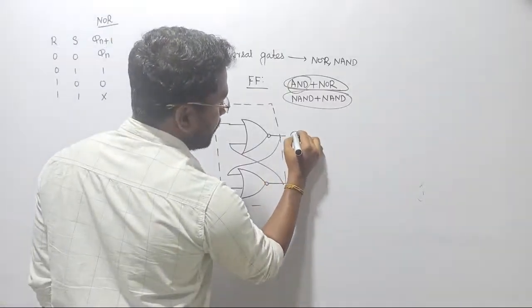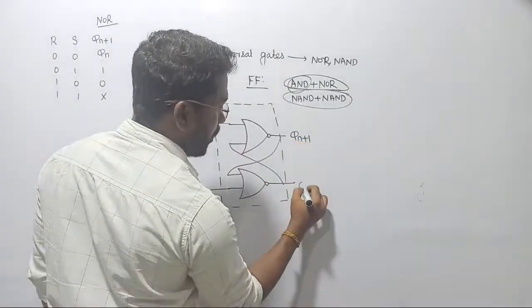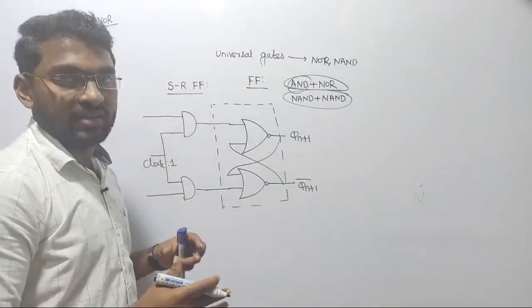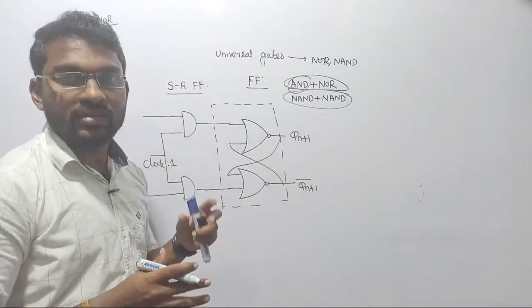Whereas in the output of the latches we are going to get Qn plus 1, and this is going to be Qn plus 1 bar. Guys, I am slightly modifying the circuits because I said there are many ways to design the flip-flops.